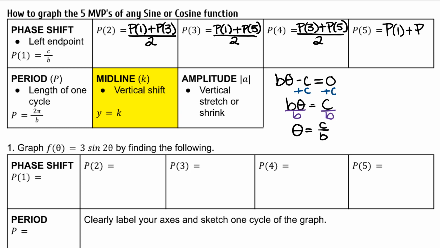minimum oscillations. The amplitude, which is the absolute value of the vertical stretch or shrink, tells you how far above the midline and how far below the midline to graph the rest of the y values.